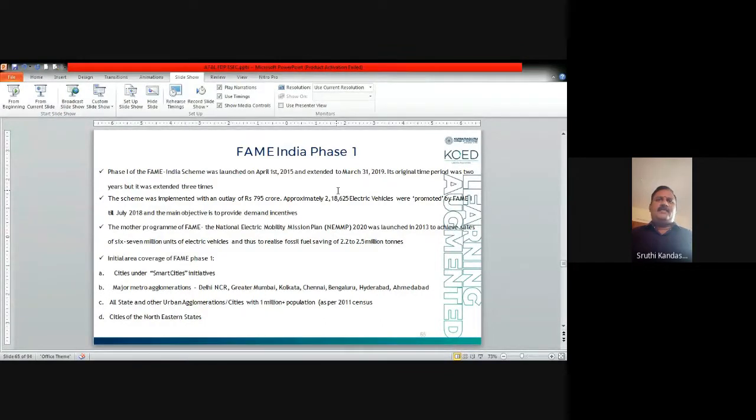The initial coverage: cities under the smart cities initiative, major metros, all state capitals and other urban agglomerations, that is, cities with 1 million or more population, and cities in the northeastern states. These are the target places for FAME India.